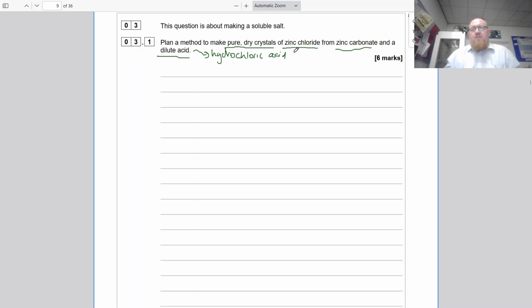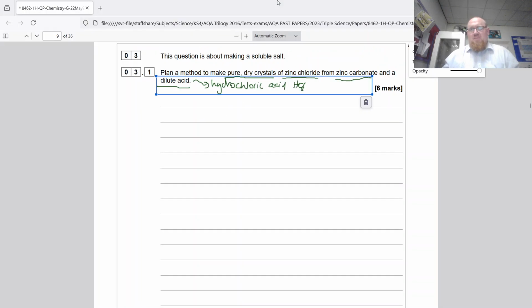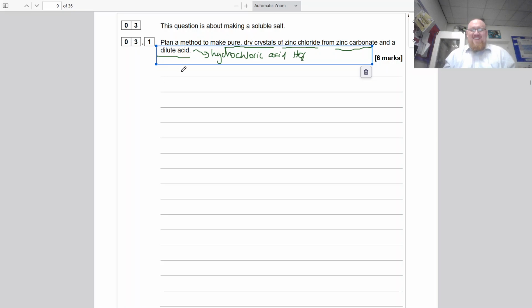And that has the formula HCl. Now, as someone who's a chemist, I'd quite like to be a little bit more expert and say, okay, we've got zinc chloride, and zinc chloride has the formula ZnCl2.